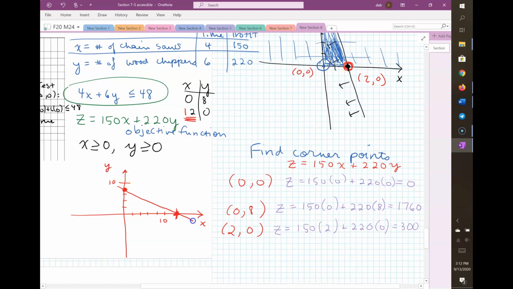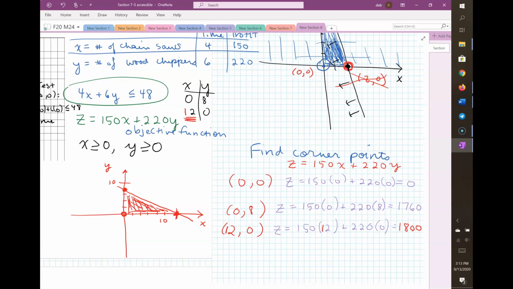And make my line. I still have this triangle as my feasible region and 3 corner points. The only thing that's different is this last corner point should be 12, 0. So it's 150 times 12. So that's going to be 1,800.